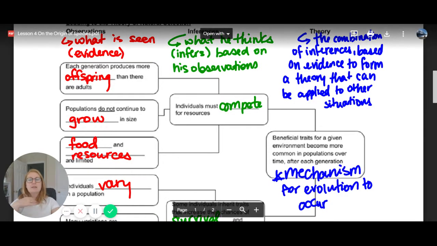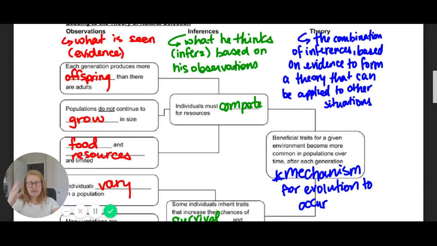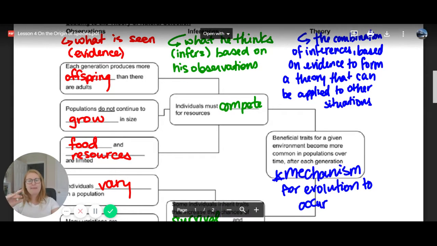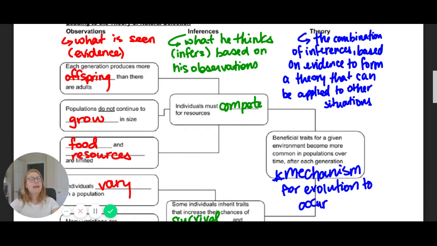So again, these three observations lead him to think, or infer, that individuals must be competing for resources. Because, again, if the population doesn't grow, that means there's some competition. Those who are able to eat are able to survive and reproduce. Those who are not able to eat or get those resources are not going to be able to survive and reproduce.